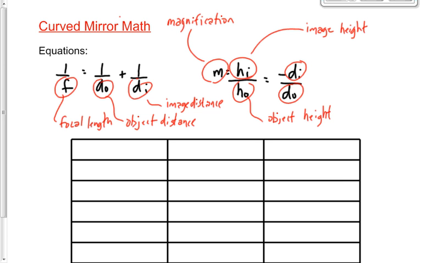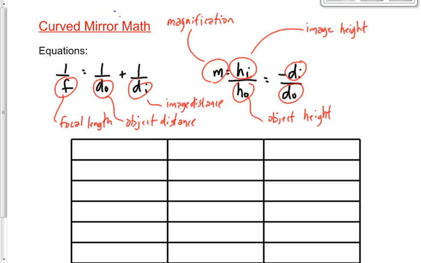Yes, it would, yeah. We'll talk a little bit more about that in a second here. What about units? We haven't mentioned one single unit here yet. What units do you think we use for F, DO, DI, HI, HO? Meters? Yeah, that'll work. Or centimeters, or miles, or millimeters.